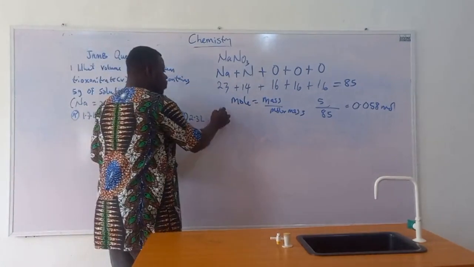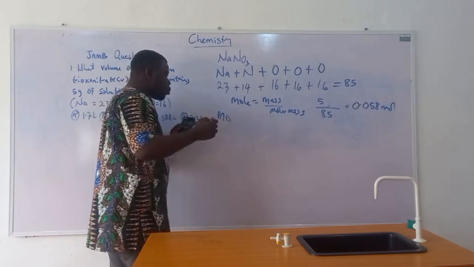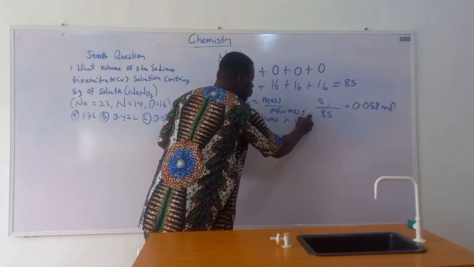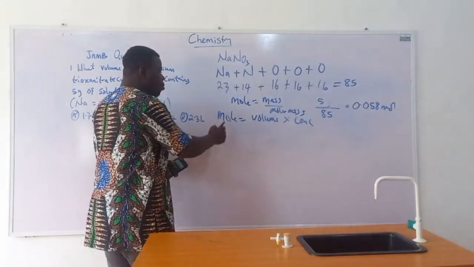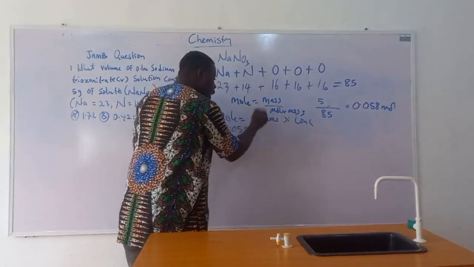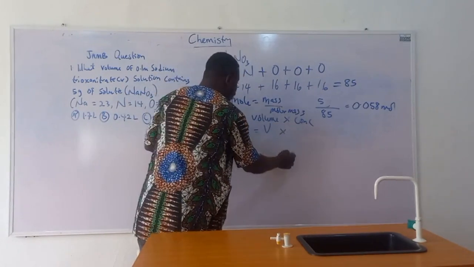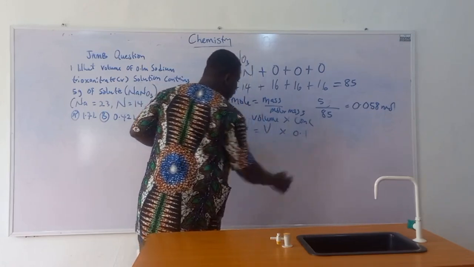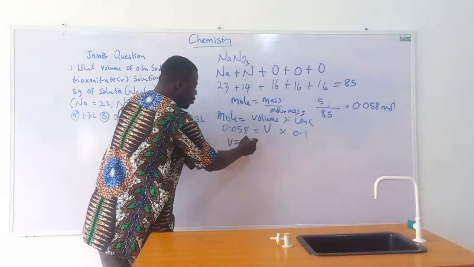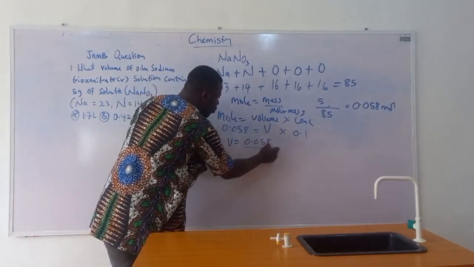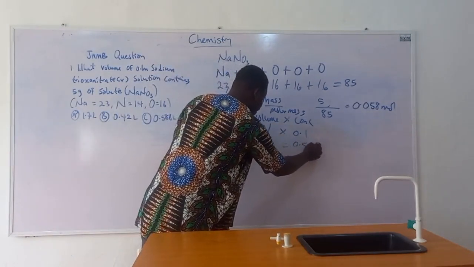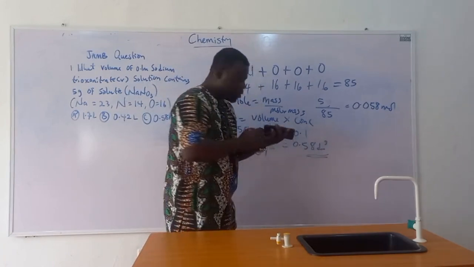Now, recall again that for solution, mole is equal to volume times concentration. Now, we just calculated mole to be 0.058. The volume we don't know, we're not given, they ask us to look for it. So we say it's V times, what is the concentration? It is 0.1. So if we make V the subject of the formula, this now becomes 0.058 over 0.1. If we do this on our calculator, 0.58 dm cube is the volume.